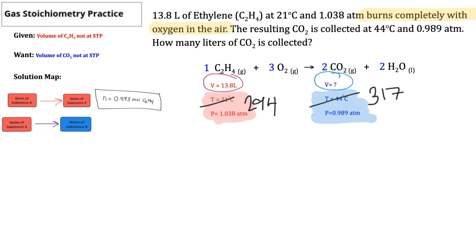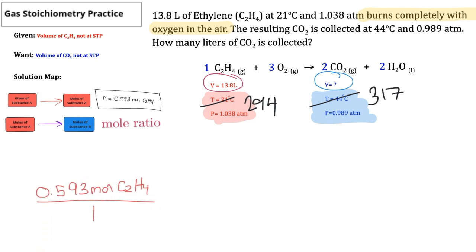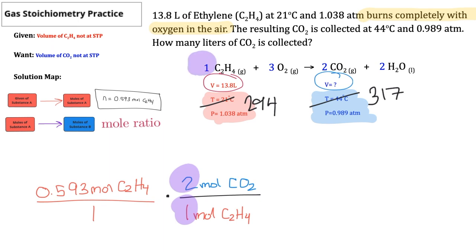Now that we've found the moles of substance A, which is the ethylene gas C2H4, it's time to go from moles of substance A into moles of substance B, which is going to be the CO2. Now remember, we do this using the mole ratio from the balanced chemical equation. So we start with our moles of A, the C2H4. We have 0.593 moles of ethylene, and we multiply that by the mole ratio, which in this case is 2 moles of CO2 on the top, 1 mole of C2H4 on the bottom. And remember, we're getting these values from the balanced chemical equation, the coefficients in front of the 2 chemicals we're discussing.